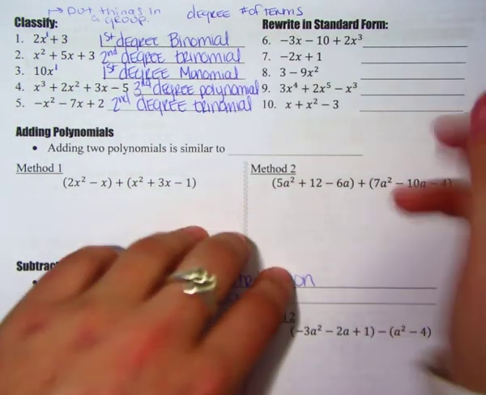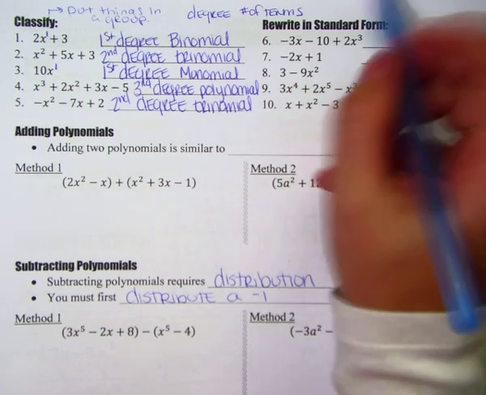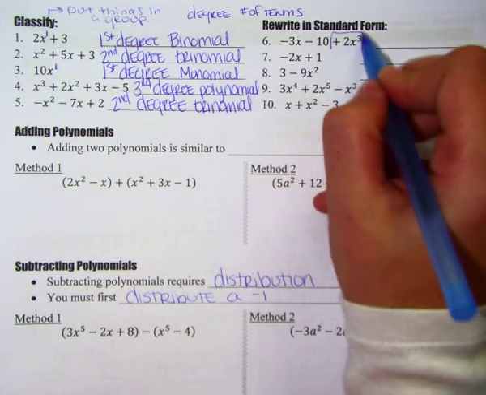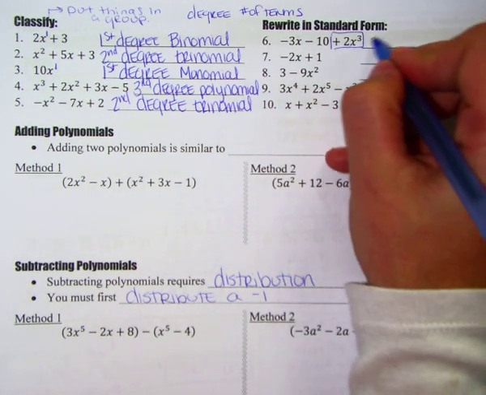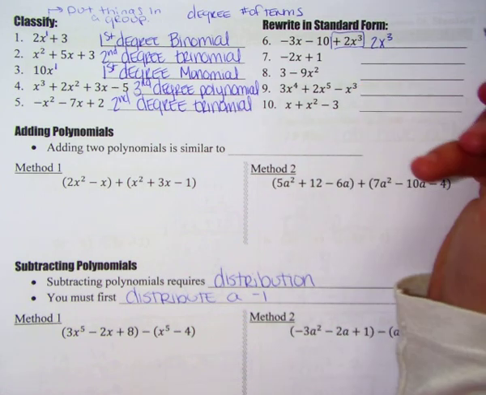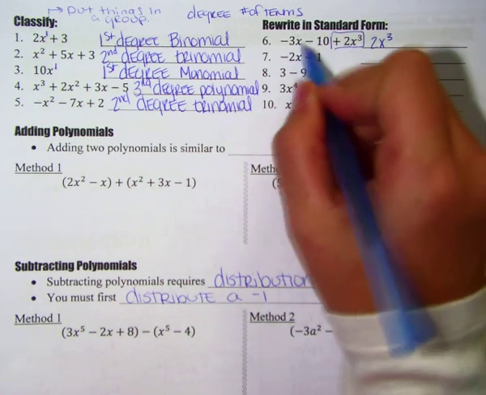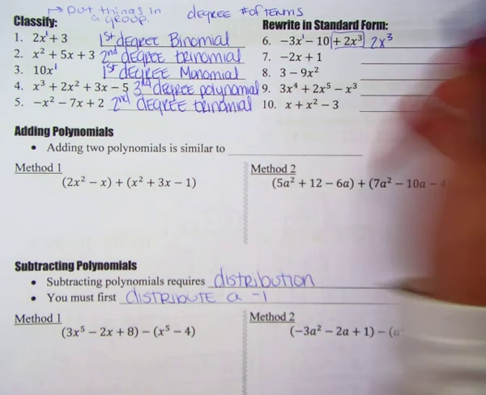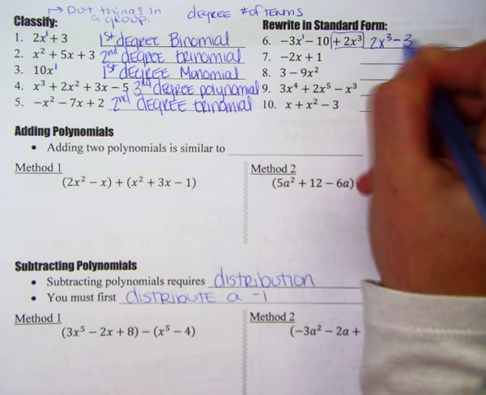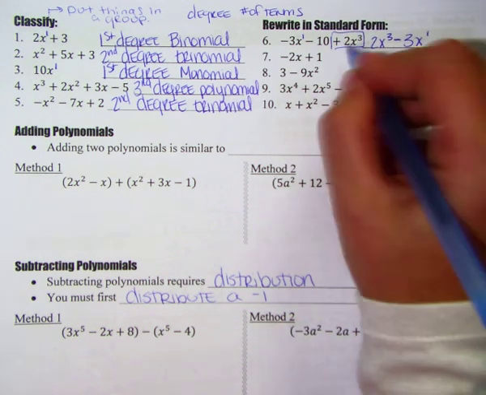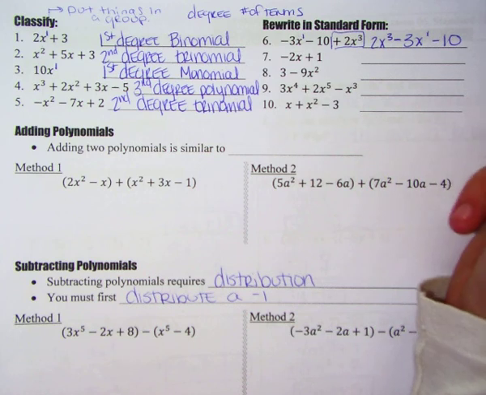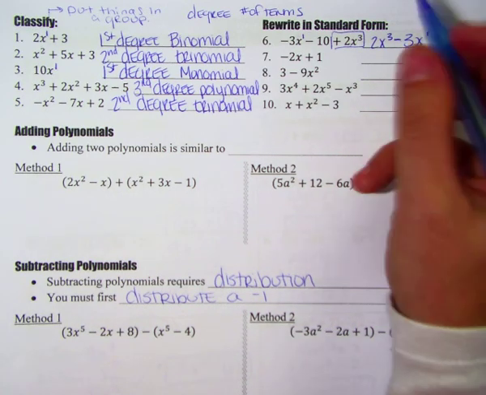For these ones, we were going to rewrite it in standard form. So I'm always going to look for the highest power first, which is x to the third. So 2x to the third goes first. Then I'll look for the next highest power, which is x to the first. So minus 3x to the first power minus 10. The constant just goes at the end.